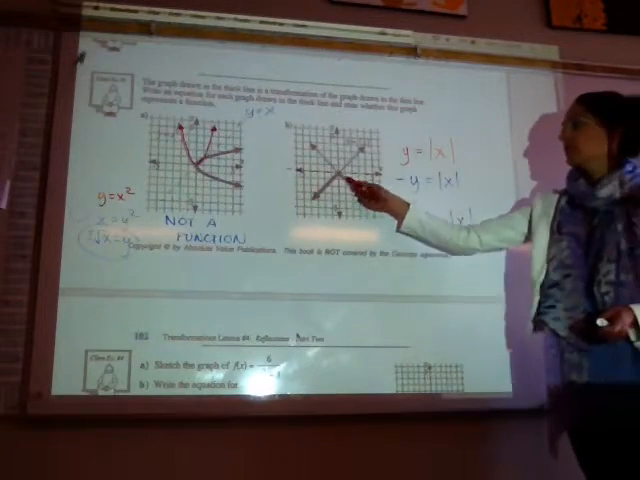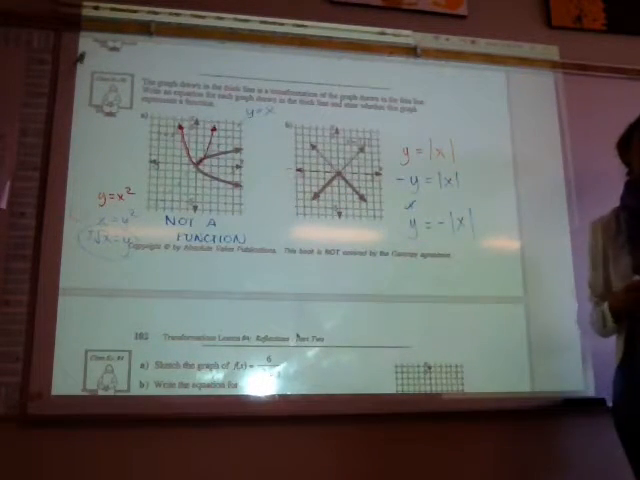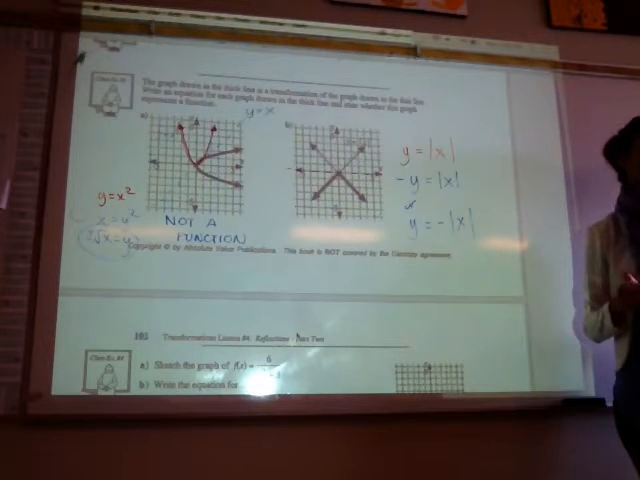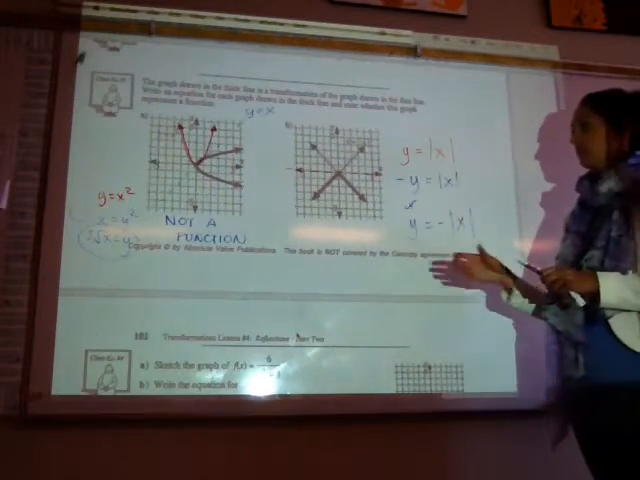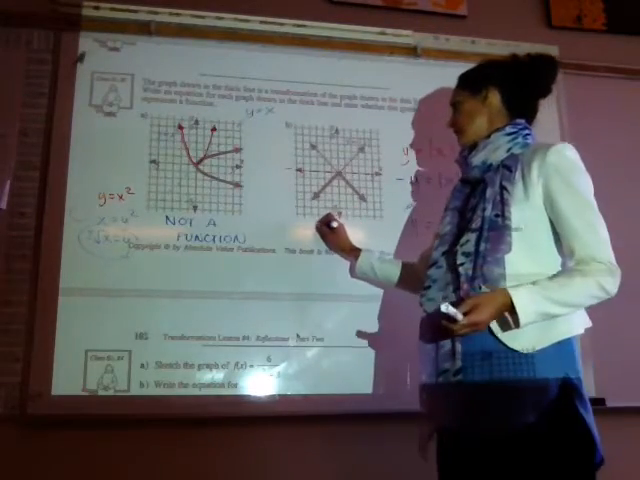Okay, do we have a function for the bold graph? Do any x coordinates repeat? If you were to do a vertical line test, it only intersects at one point, which means this is a function.